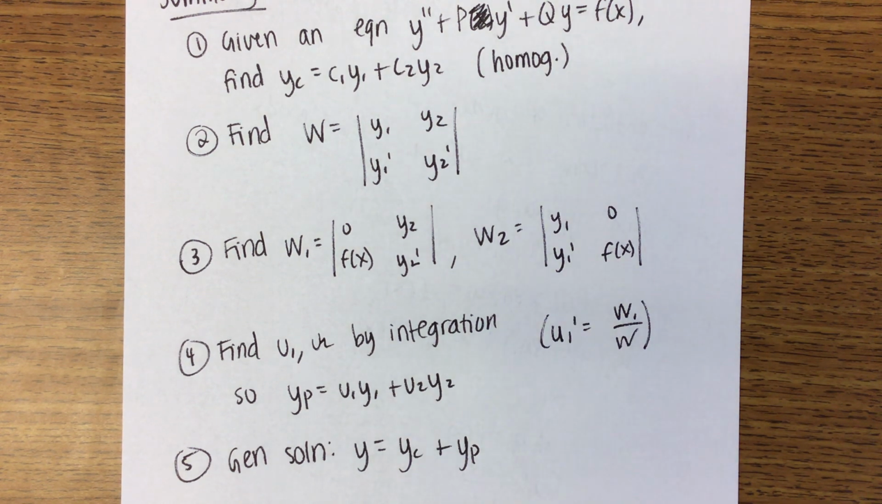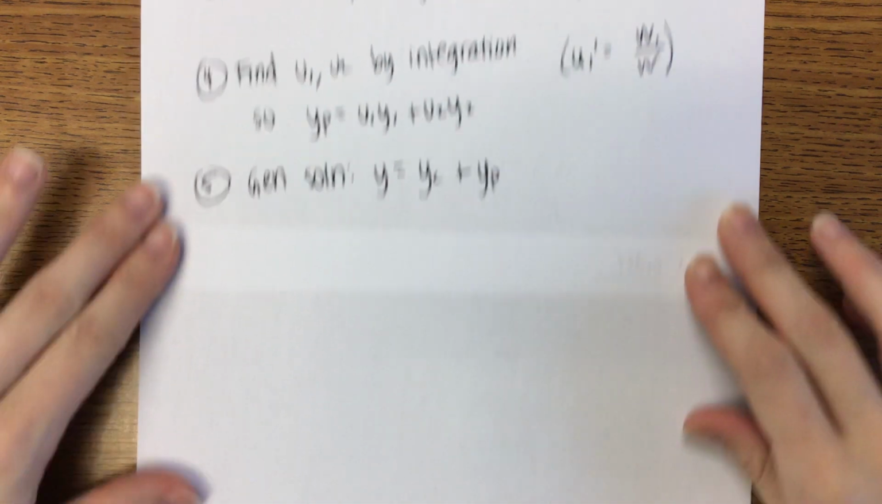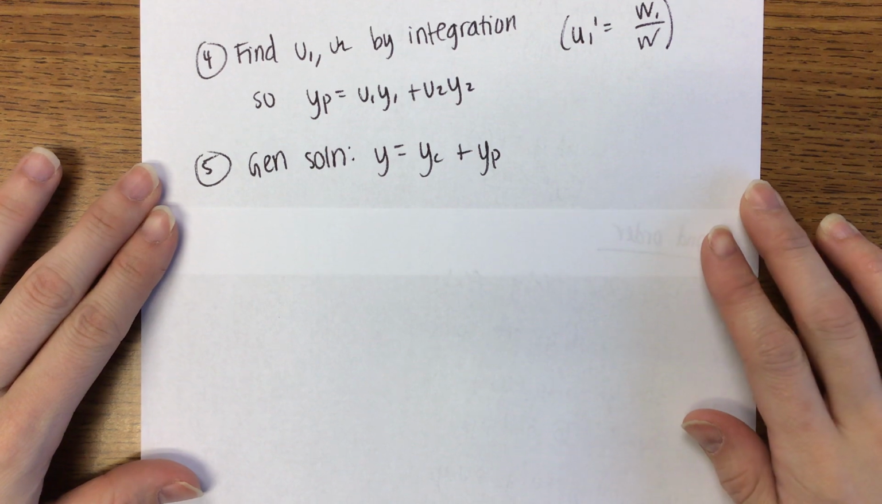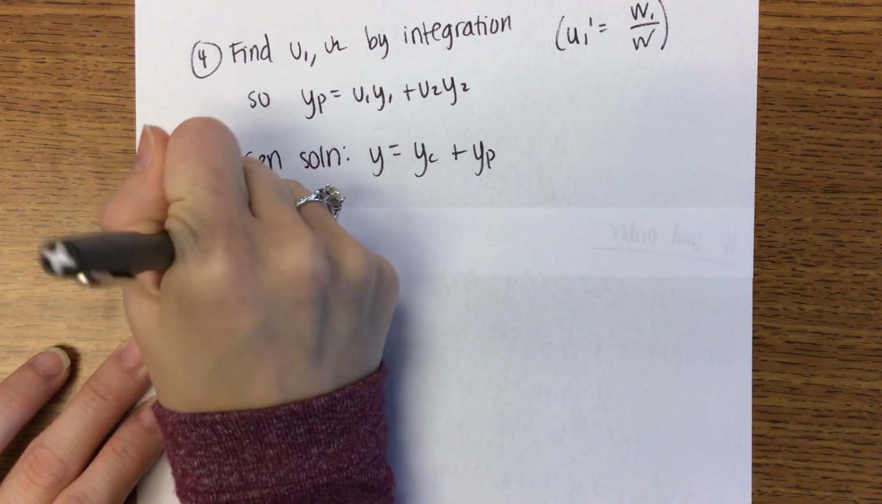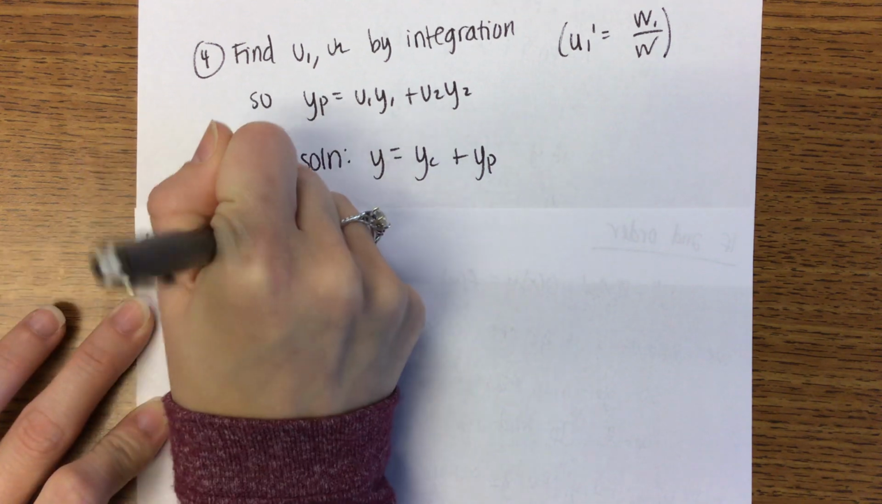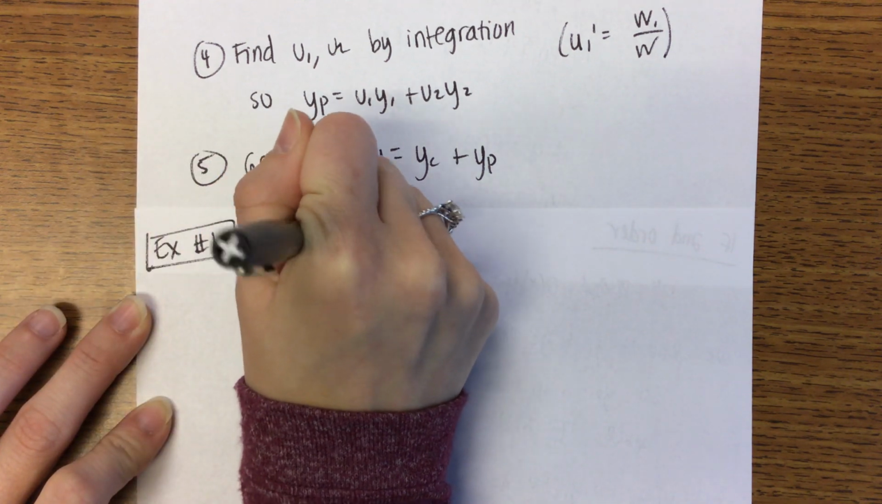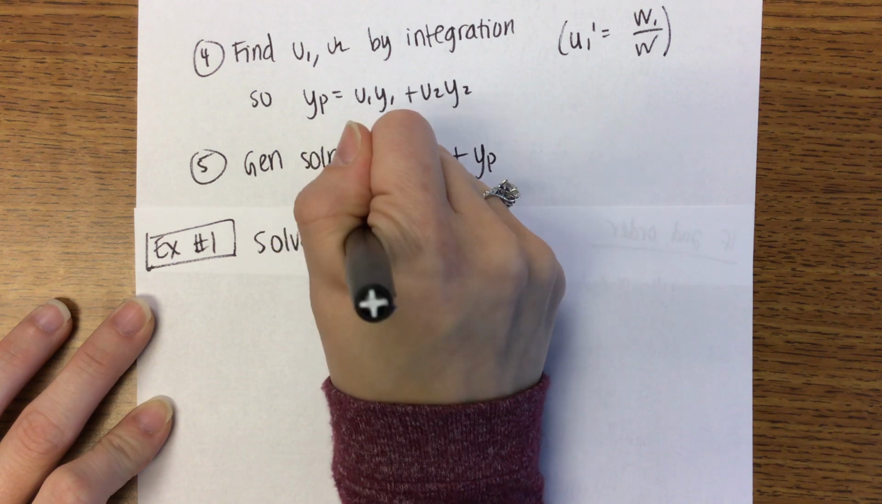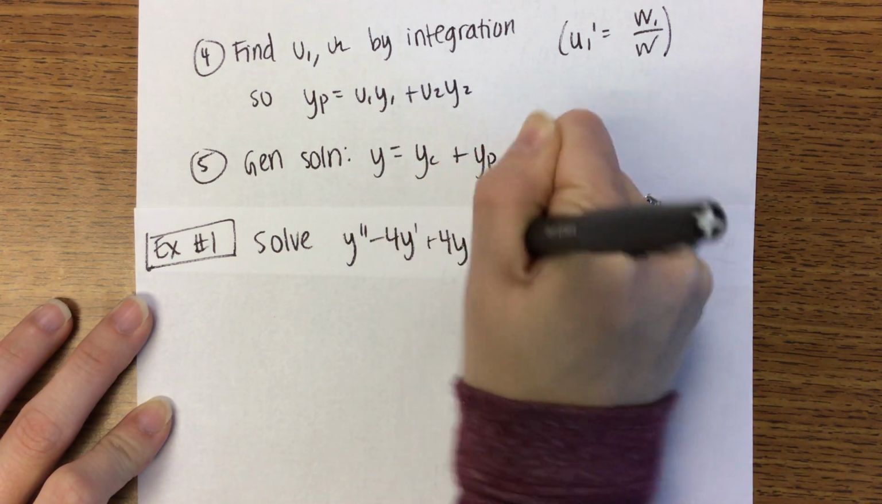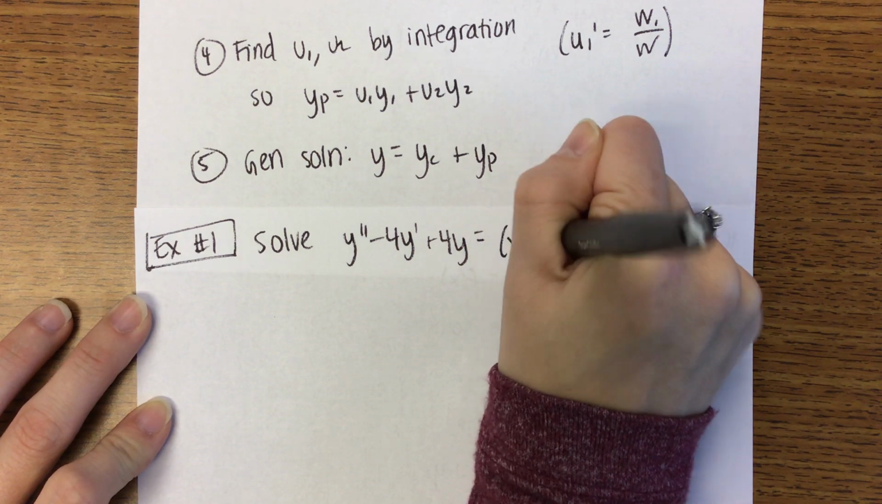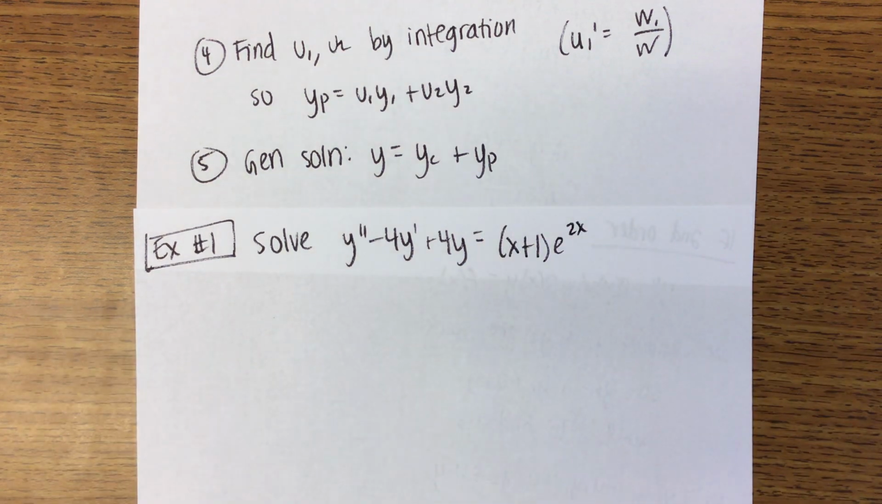Like I said, it looks bad. It's not that bad, though. So let's do an example so that you can see exactly how this works out. Our equation will be y double prime minus 4y prime plus 4y equals x plus 1 e to the 2x.